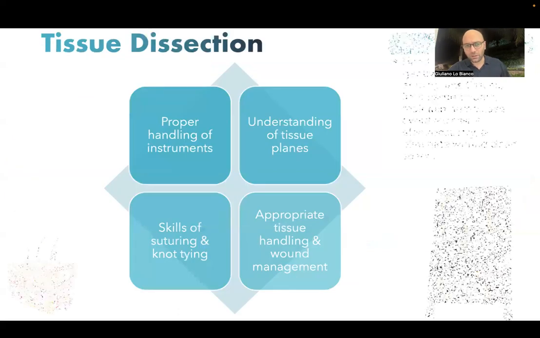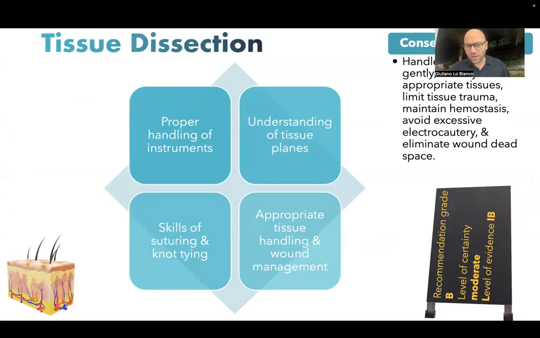So these are the 4 pillars regarding tissue dissection. First of all, proper handling of instruments. And of course, the understanding of the tissue planes. The operator should have skills of suturing and knot tying, and appropriate tissue handling and wound management.